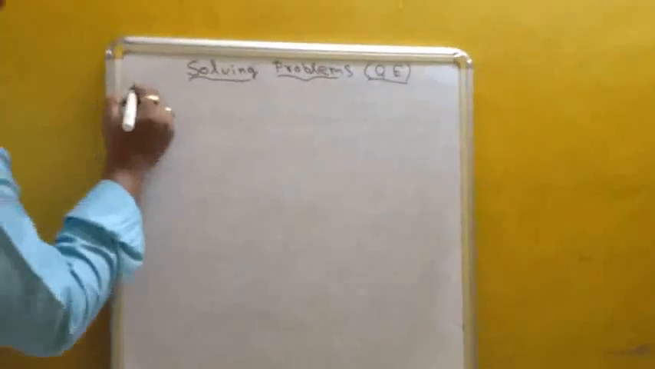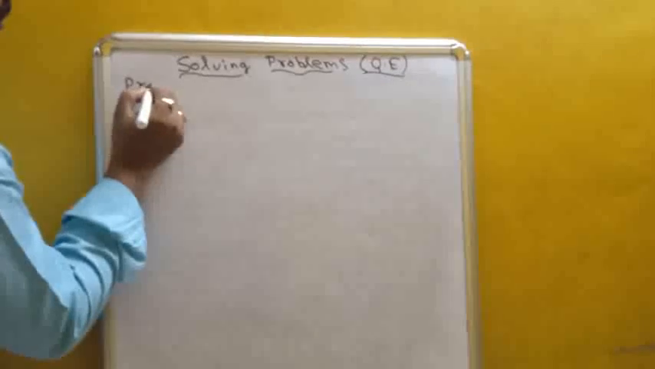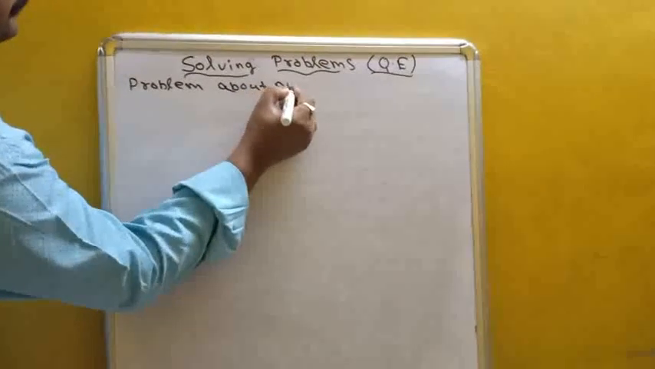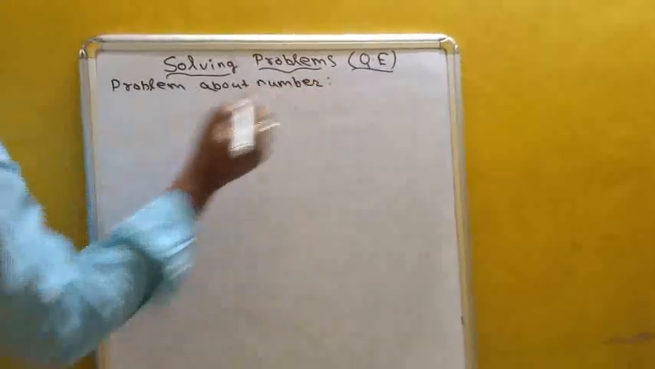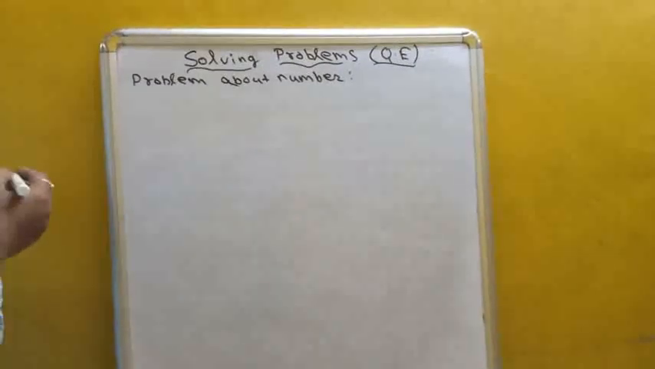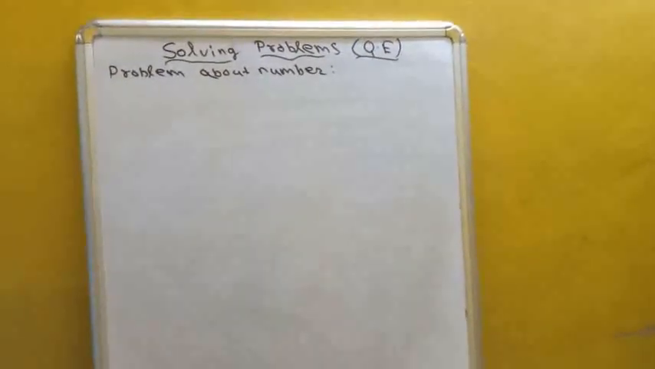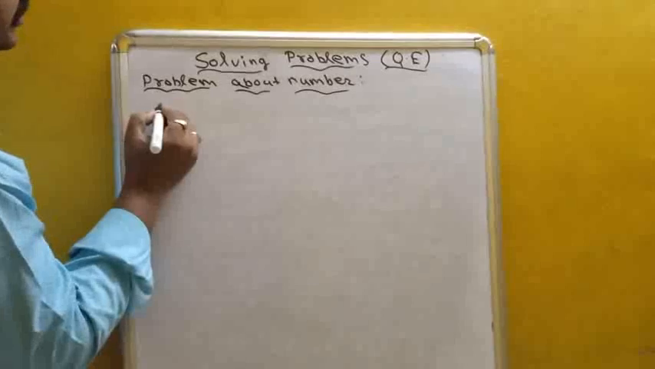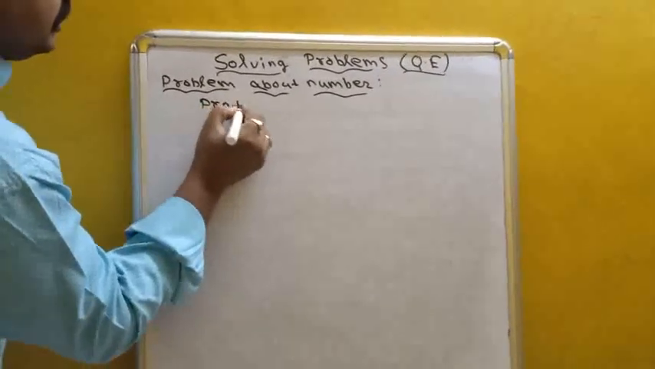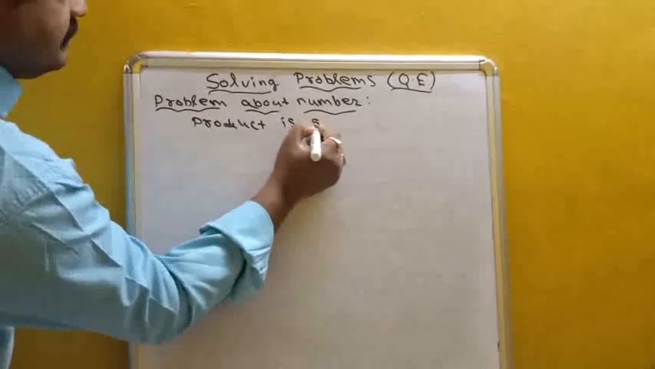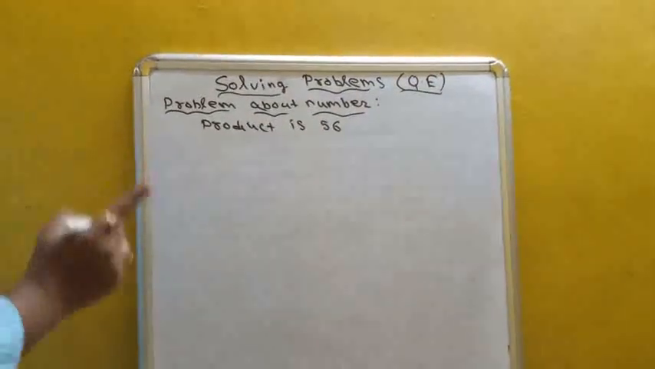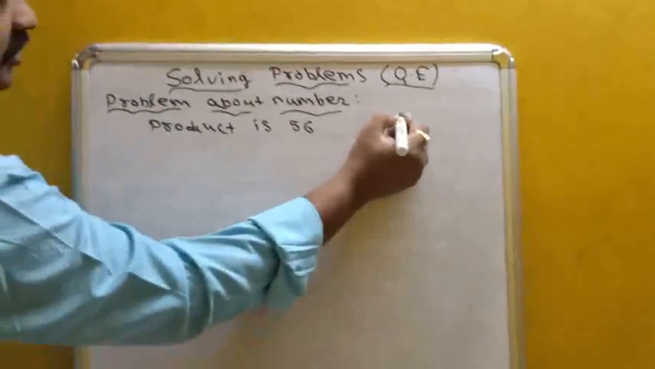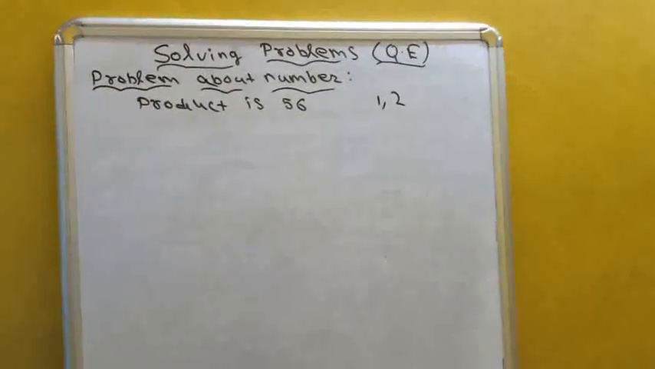First, if the problem is told about numbers, meaning consecutive numbers. What are consecutive numbers? Consecutive even, consecutive odd. One question is given: if the product of two consecutive numbers is 56. What did he tell? Two consecutive numbers. So consecutive numbers means one, then after it two, so the gap between two numbers should be one.